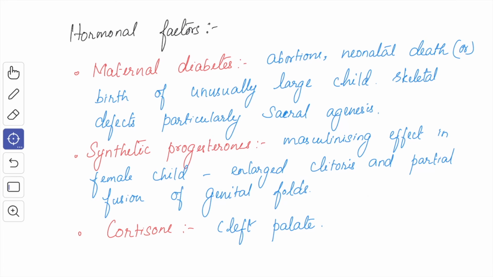Next, synthetic progesterones are frequently used during pregnancy to avoid abortion, and prolonged use of the drug may induce a masculinizing effect in a female child, manifested by an enlarged clitoris and partial fusion of genital folds. Cortisone, when taken in early pregnancy, may produce a deformed child with cleft palate.